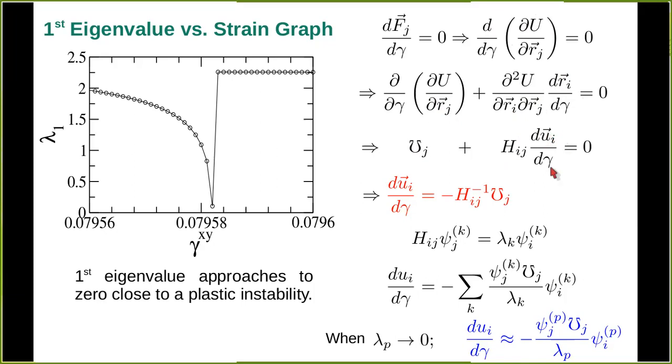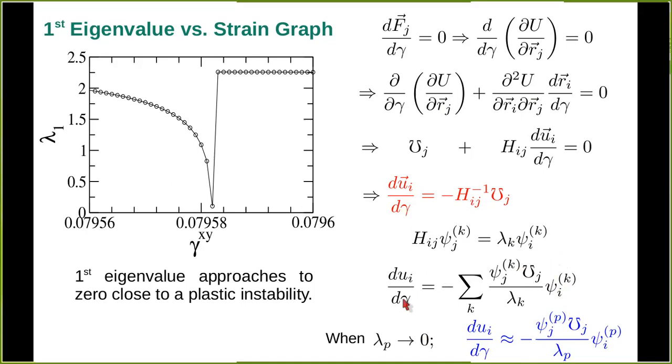So we wrote dF/dγ equal to 0. Our task is to calculate the non-affine displacement. So this is what it looks like when we rewrite it. Okay. Now what I am going to do is rewrite the inverse of this Hessian matrix in terms of the eigenfunctions of the Hessian itself. So when I do that, this is what it looks like.